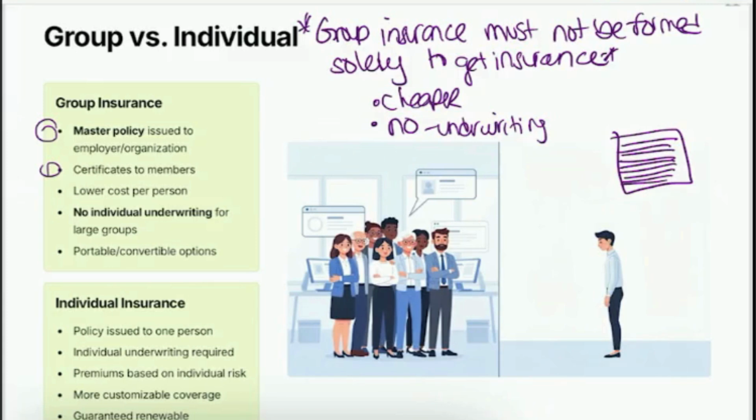That's the master policy, right? They're not sending that out to everybody. What they do instead is give everybody certificates to its members. And you know what those are? Your insurance card, right? You're going to get some paperwork too about what's covered in your policy and things like that. But the master policy goes to the employer or the organization, and the certificates go to its members.